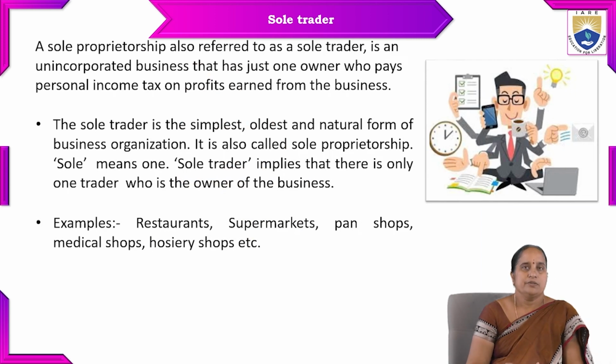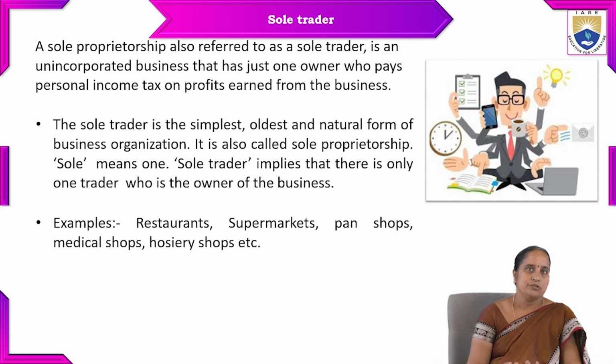Then coming to the different types of business organizations, basically we are going to discuss four types of organizations. One is sole proprietorship or sole tradership, second is partnership form, third is joint stock company, and fourth is cooperative societies. So let us start with sole trader.